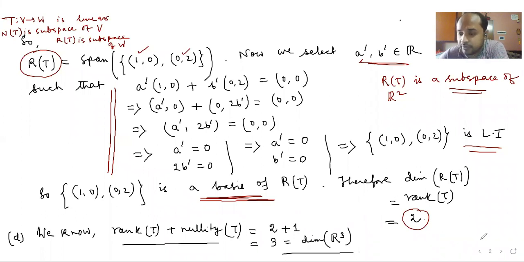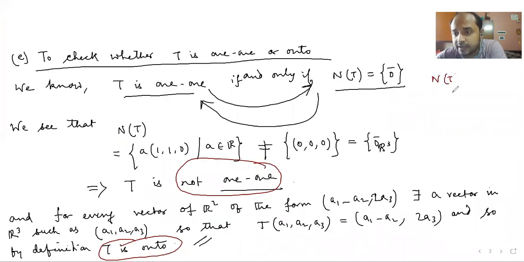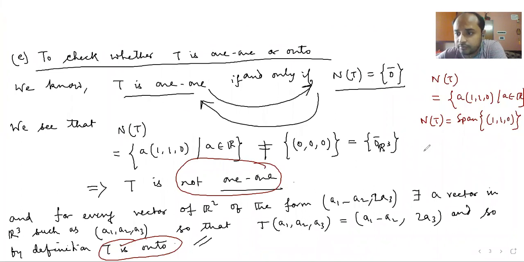Now rank T has been found, and in the null space of T, I'm again considering this point. Null space was coming out as a into 1 1 0, a belonging to R. Now the null space of T has been written as a span of this single vector, because it is linear. What is the definition of a spanning set? It is all possible linear combinations of the vector, but it is a singleton set, and a singleton set is always LI. So 1 1 0 is LI and 1 1 0 spans NT. So 1 1 0 becomes a basis of NT.